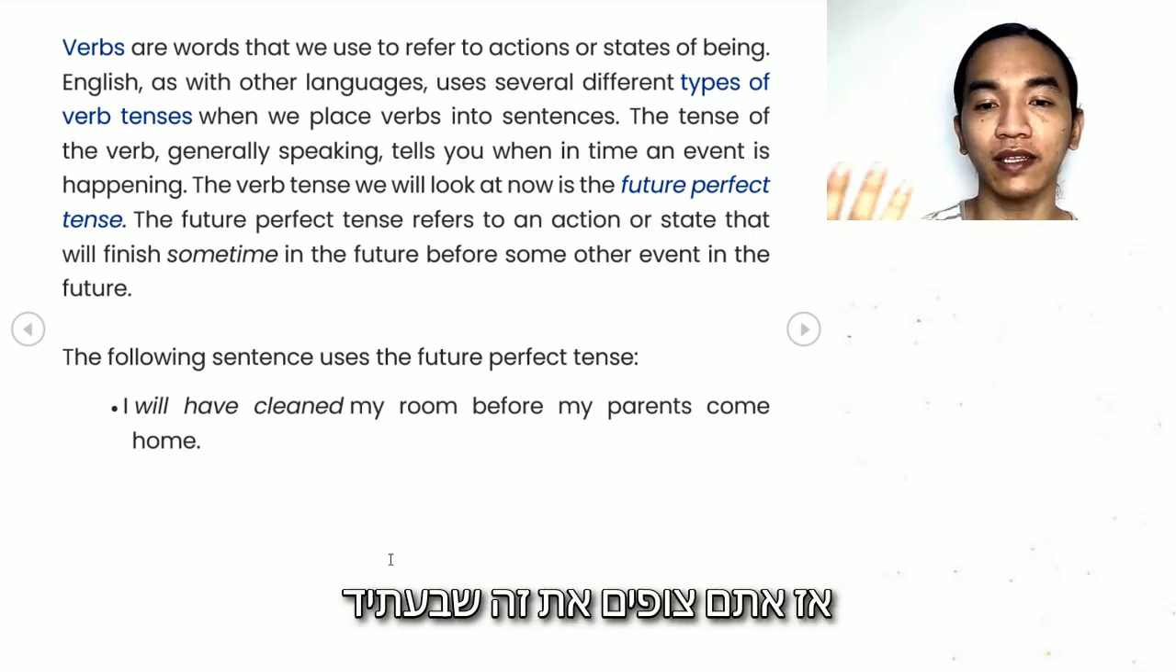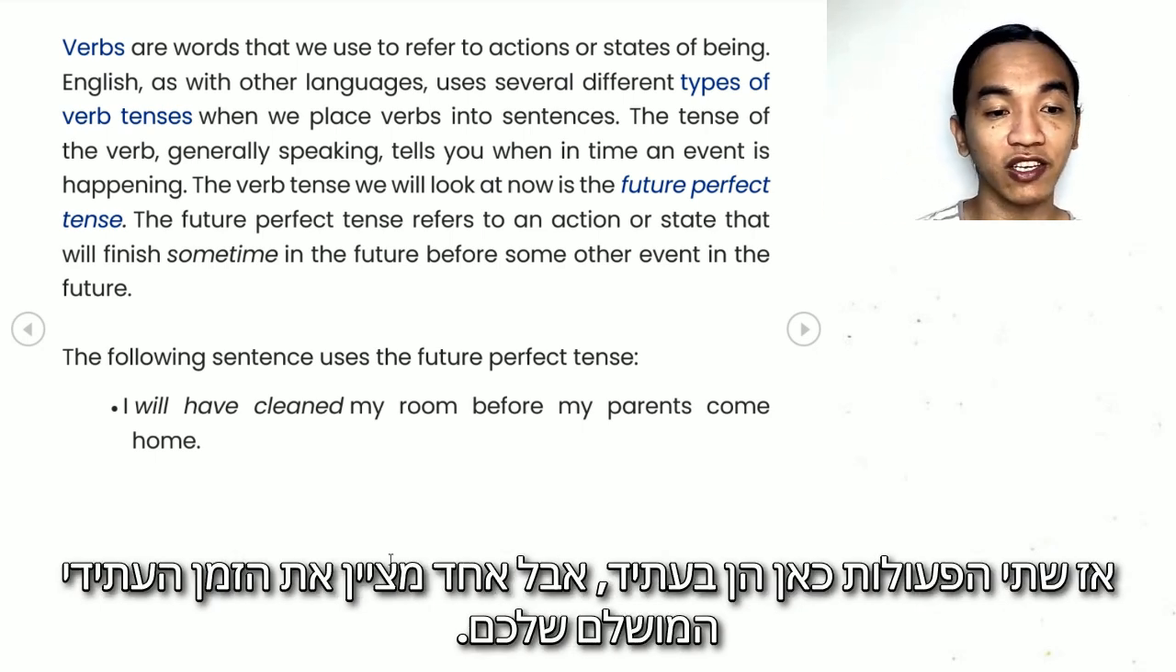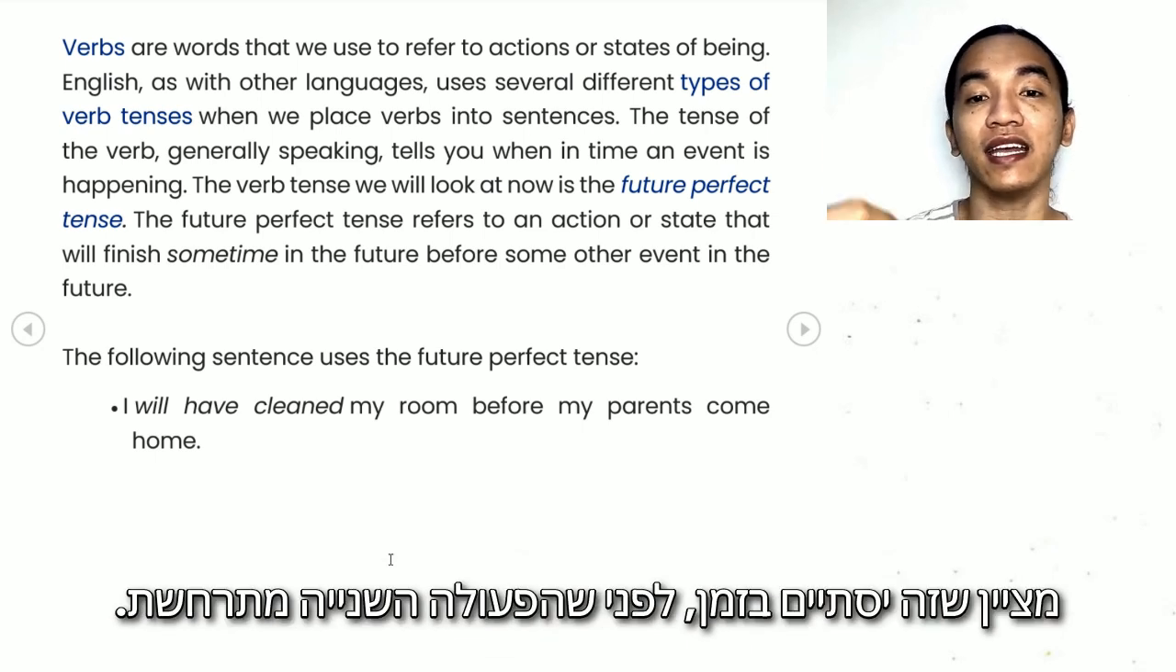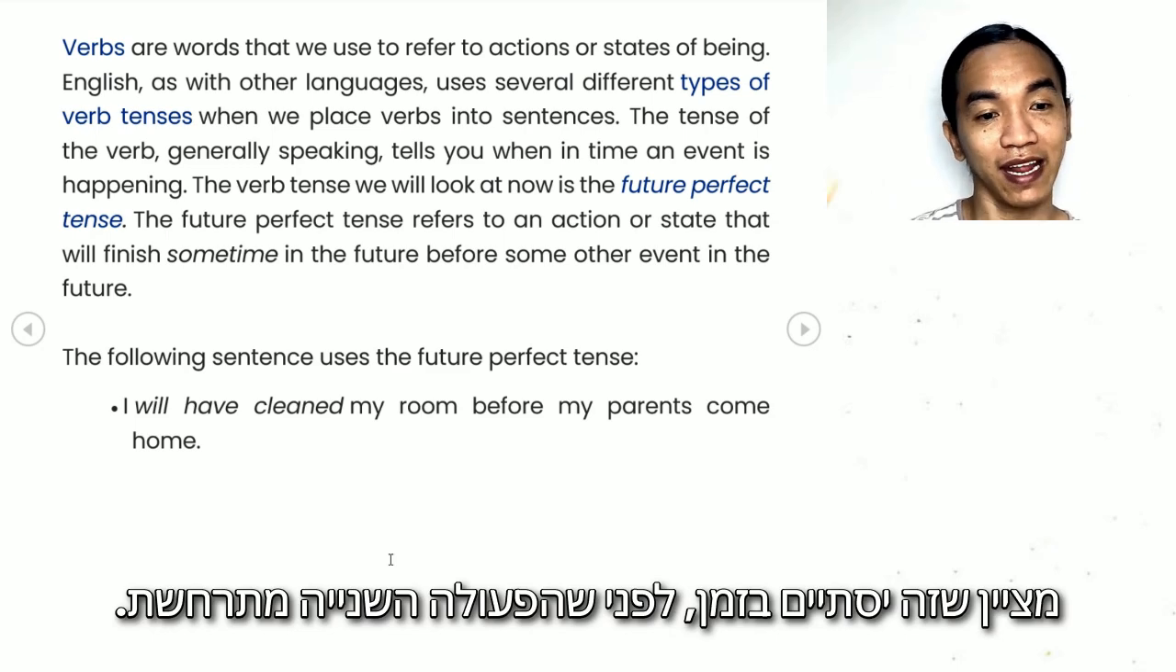Okay, so you are anticipating that in the future you are done cleaning your room even before your parents come home. Okay, so both actions here are in the future, but your future perfect tense indicates that it will be finished by that time, before the second action happens.